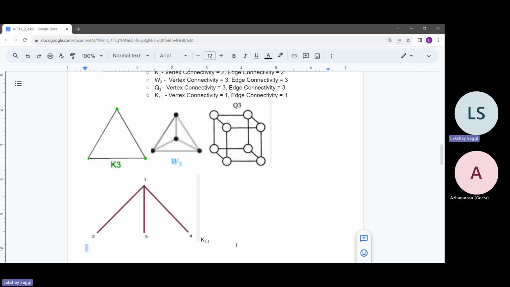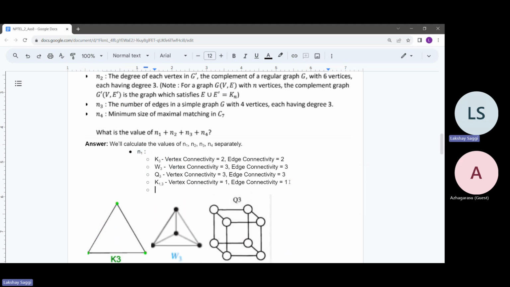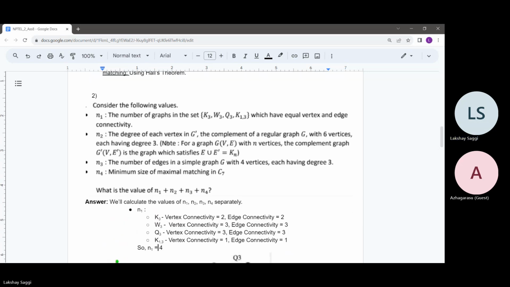So let's go to, I guess, the part where we calculated this N1 here. So what's the value of N1 here? N1 is essentially equal to 4 because all the 4 graphs have vertex connectivity equal to edge connectivity. Right. Now let's go to calculating the value of N2.